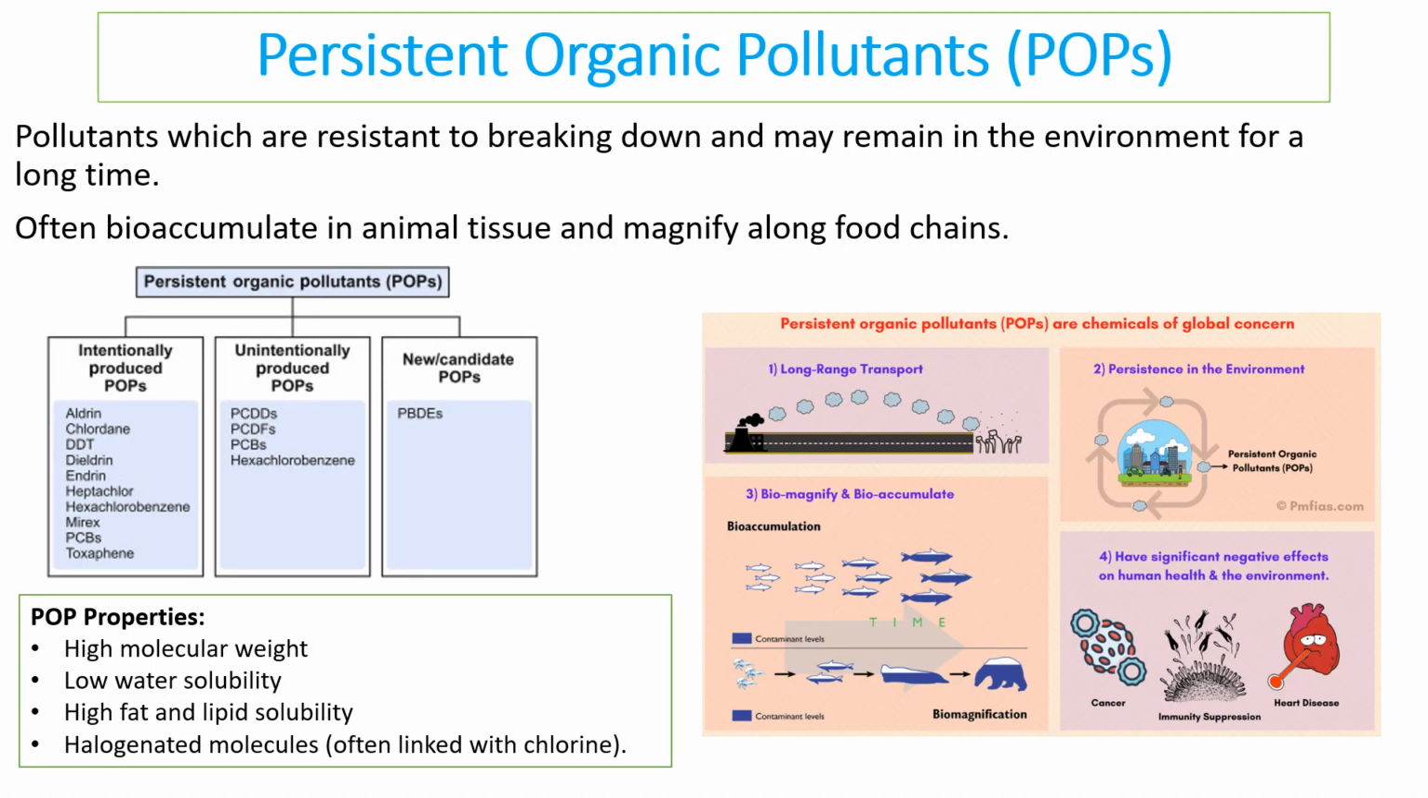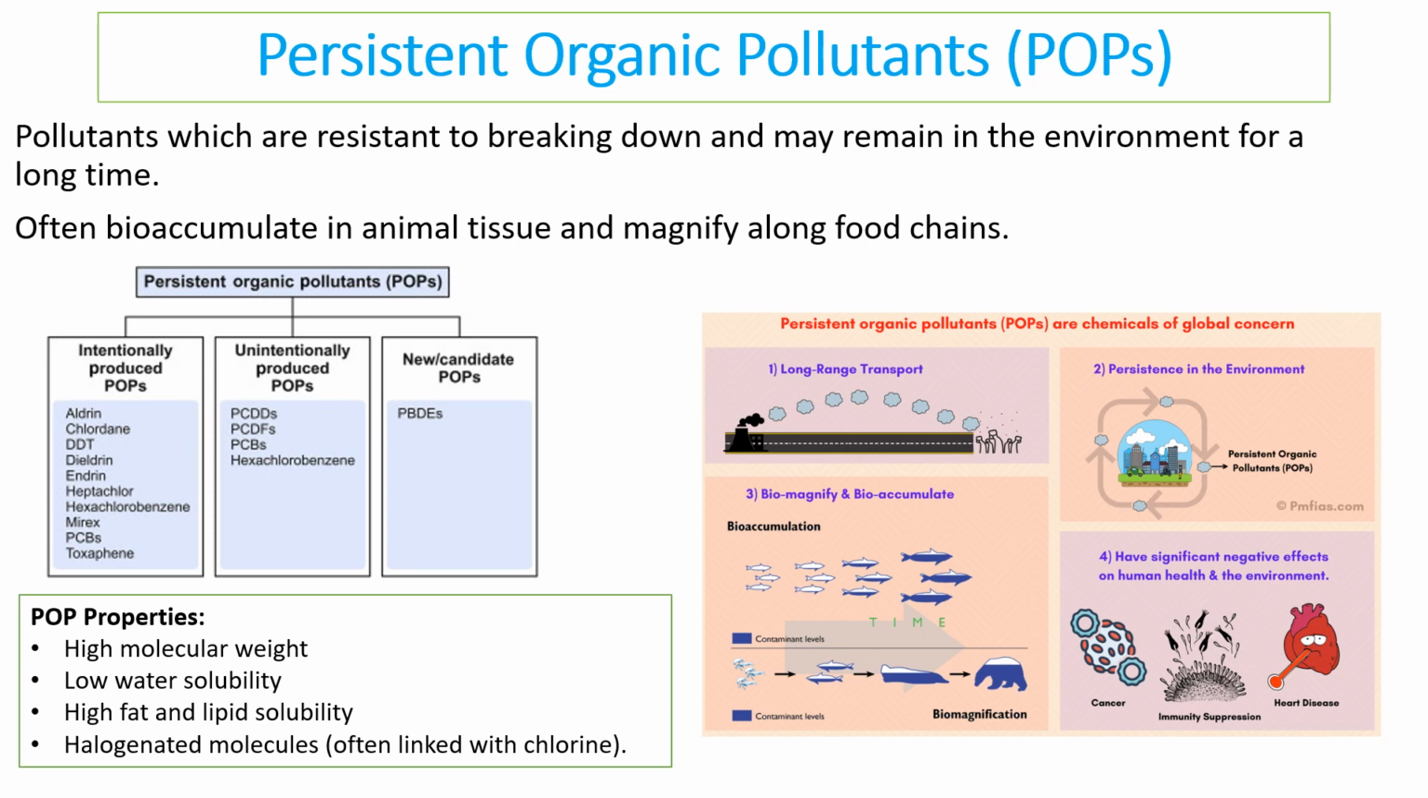Now, an example where this might occur is in persistent organic pollutants, or POPs. These are pollutants which are resistant to breaking down and may remain in the environment for a long time. They'll often do bioaccumulation in animal tissues, as I said, like fat tissues, and they can also do biomagnification by magnifying along the food chains.